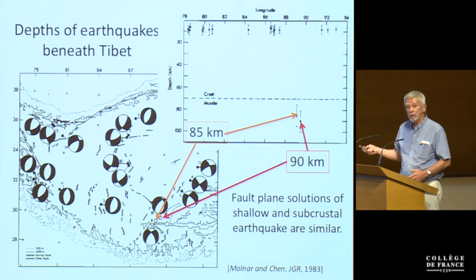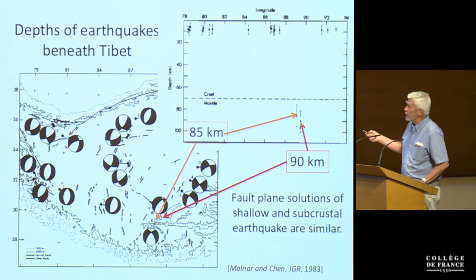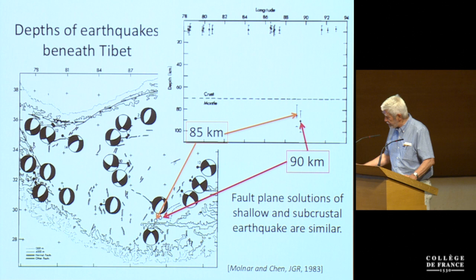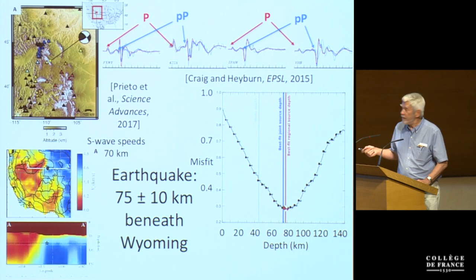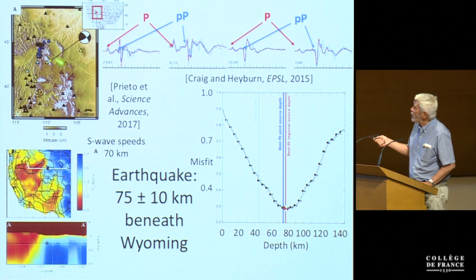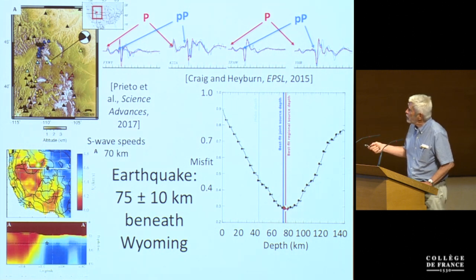These are not within downgoing slabs of lithosphere, but we're quite sure they're in the mantle. Since that time, many more have been found. This is a fairly recent one under Wyoming. This is a map of Wyoming, but first look here. This is a map, Western United States. Yellowstone would lie right up here. The earthquake is at this point.